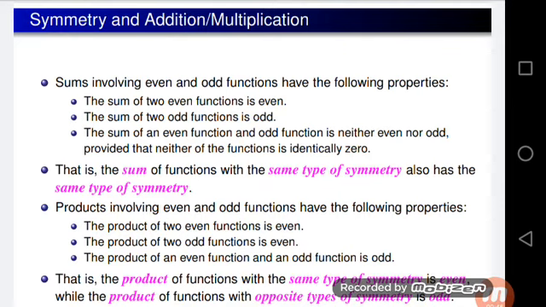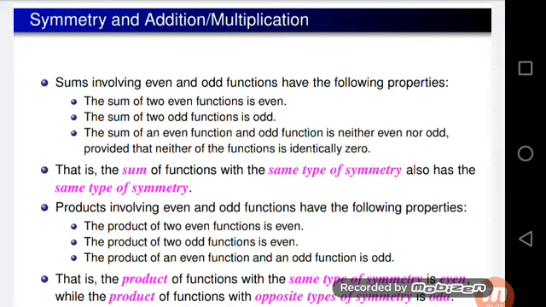The sum of two even functions is even, and the sum of two odd functions is odd. The sum of an even function and an odd function is neither even nor odd, provided that neither of the functions is identically zero. That is, the sum of functions with the same type of symmetry also has the same type of symmetry.